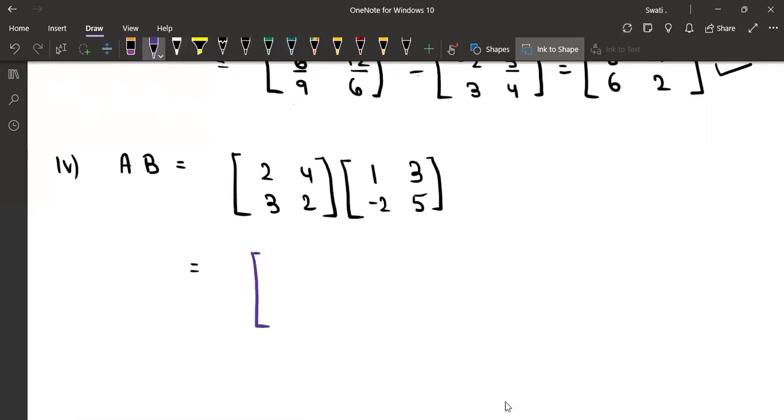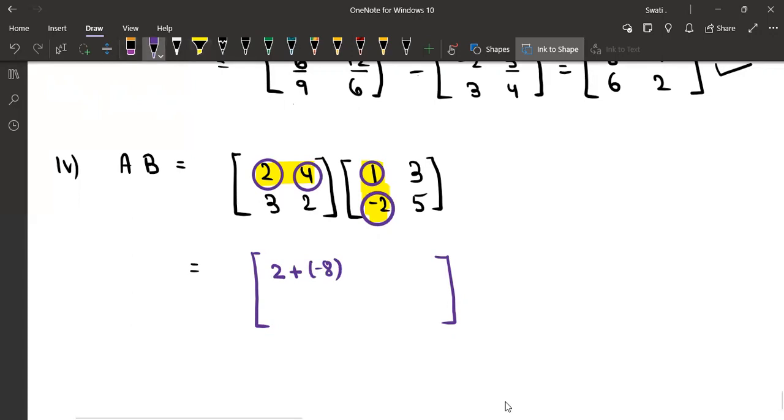So let me explain how we multiply the matrix. To multiply the matrix, we simply have to take the first row of the first matrix and the first column of the second matrix and then multiply. How? This 2 with 1, multiply this. So 2 times 1 is 2 plus this 4 with negative 2, multiply this. So 4 times negative 2 is negative 8. This is your first entry. Of course, you can simplify this in the next step.